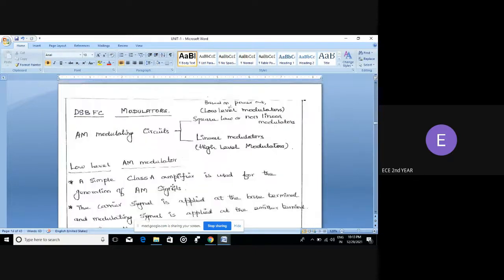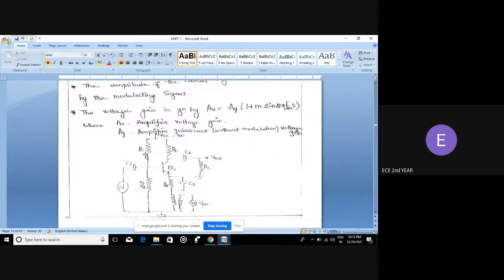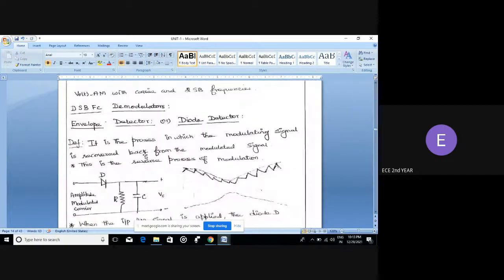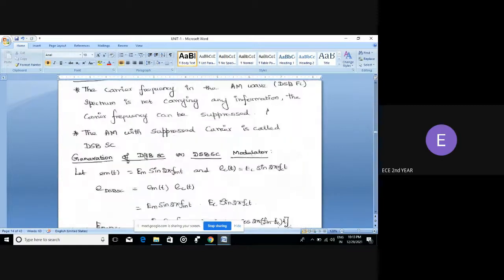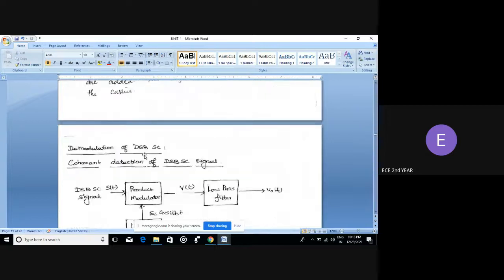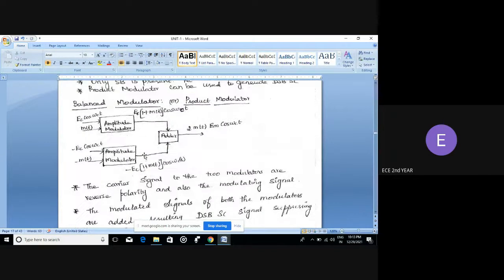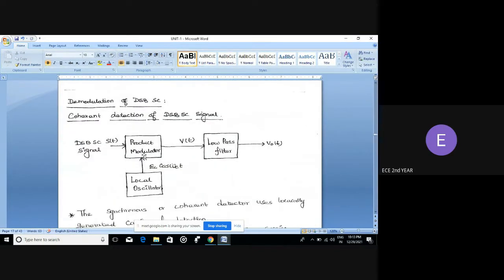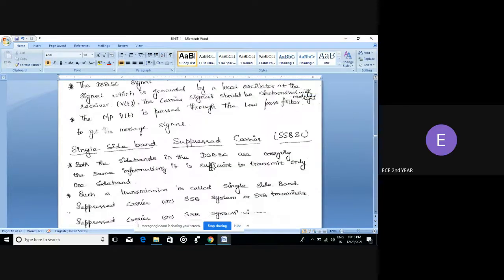And then the next thing is the DSB modulators. Two more types of modulators are here. Modulators, as I said, we will see in the next hour. Next we have seen the DSB demodulator. The block diagram is given, and how these components work is explained here.